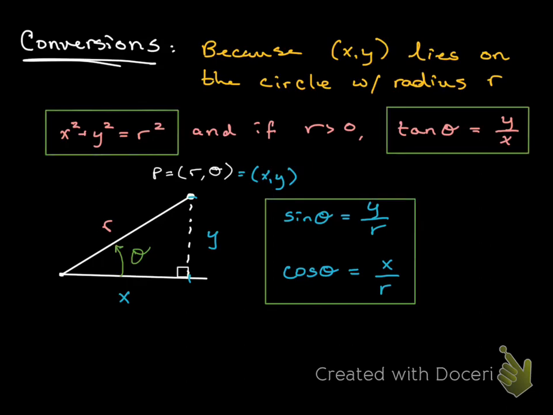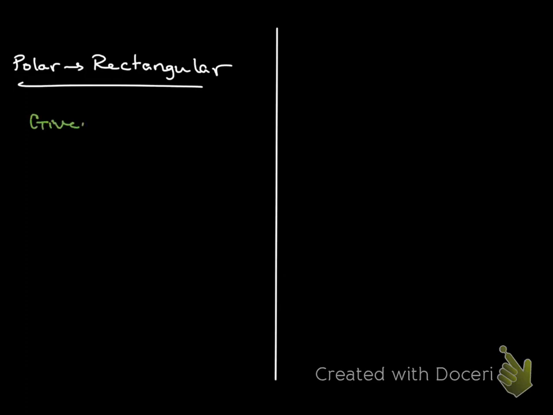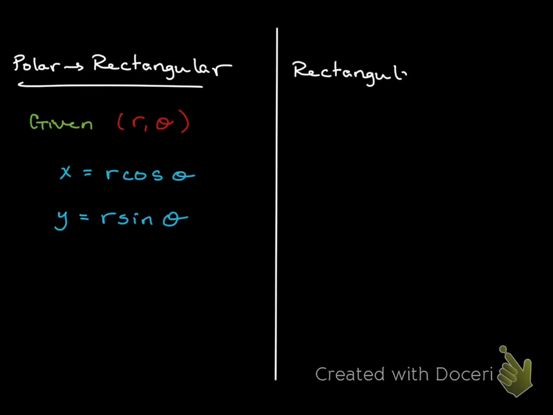These four little equations will really be how we go back and forth from one point to another for polar and rectangular. So when we're converting, let's do first from polar to rectangular coordinates. The equations that we'll use are the following. Given some (r, theta), I can find x by r cosine theta and y by r sine theta. That's it. Going from rectangular to polar is a little bit more difficult.